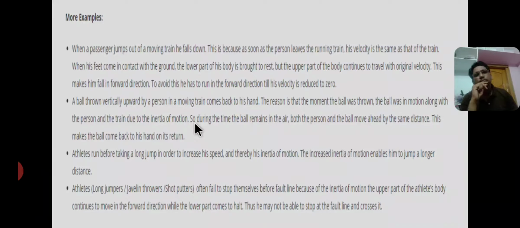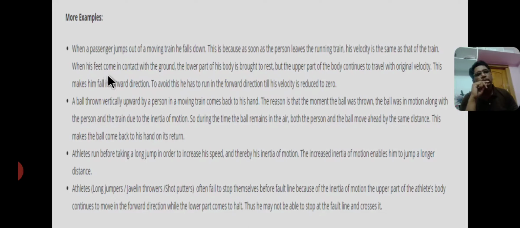Now these are other examples of the concept of inertia. When a passenger jumps out of a moving train, he falls down. This is because as soon as the person leaves the running train, his velocity is the same as that of the train.